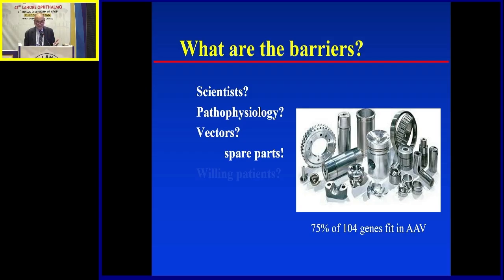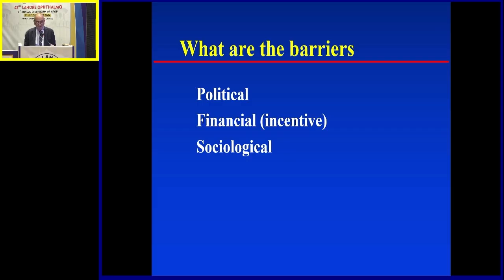This is easy. Is it that there's no willing patients? No, there's tons of patients. These patients are dying to have this treatment. The problems are political, financial, the incentive of companies to turn these rare diseases into commodities to make millions of dollars, and sociological. These are the problems of bringing this here. It's not a scientific issue anymore. We've gone beyond the science.